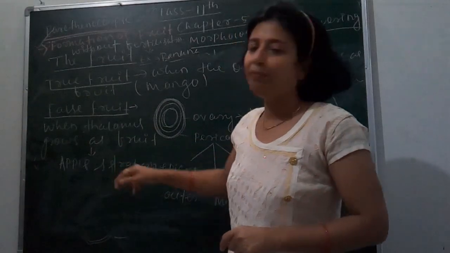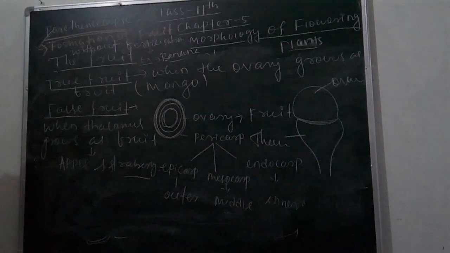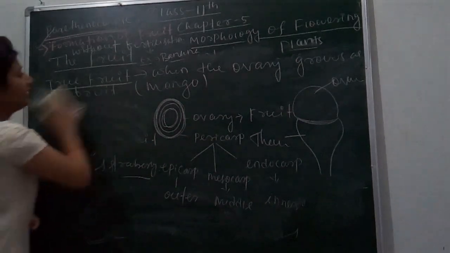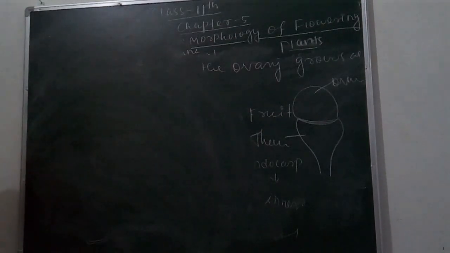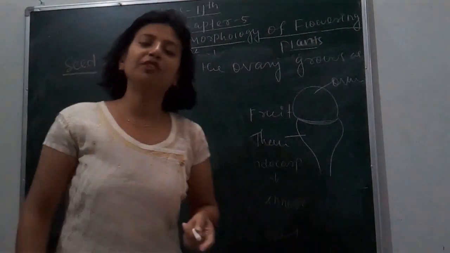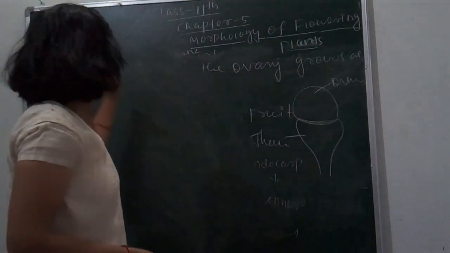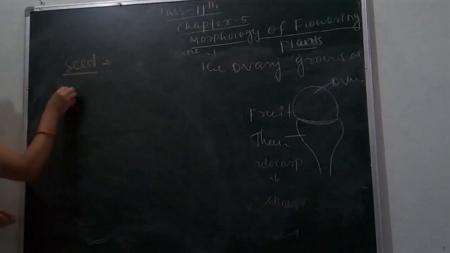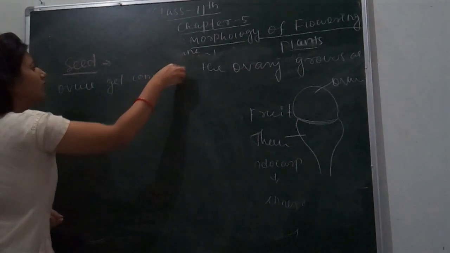So the next topic we will study is the seed. You can write this. As we know, the ovary converted into fruit, and the embryo sac, or the ovule, gets converted into seed. I showed you the diagram which I erased now. The ovule gets converted into seed.